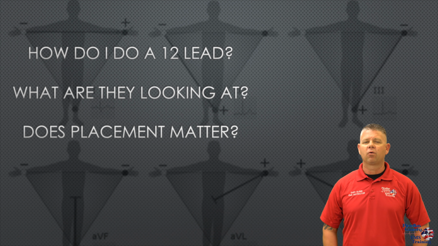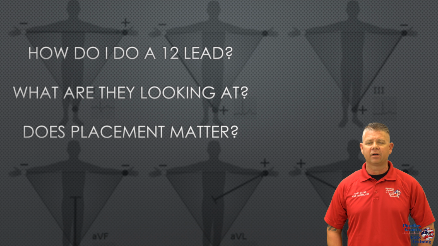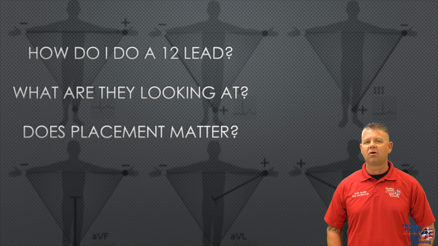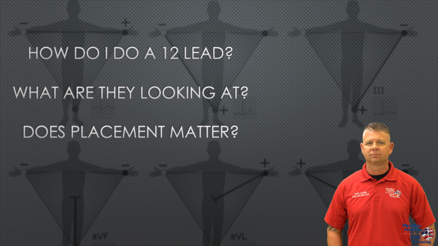There's also 6 precordial leads. These are called horizontal leads. The reason they're called horizontal leads is because they kind of cut the body in half and look at the heart in 6 different ways. This is going to be your V1 through V6, and these all are looking at different parts of the surface of the heart.